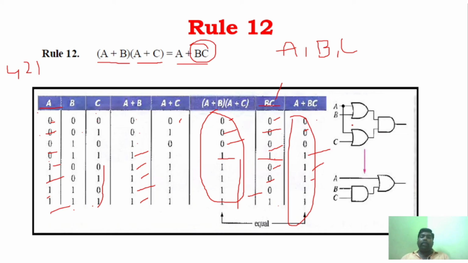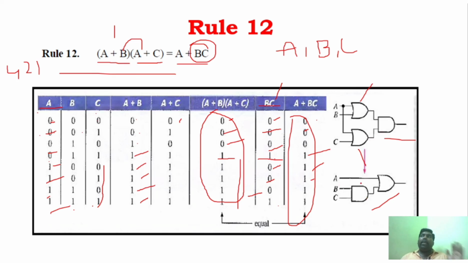And you can also implement this using gates. We know that A plus B you have to express by an OR gate, this one. And similarly A plus C by another OR gate, and then you have to use an AND gate to multiply these three things, right? This is the left hand side expression. For the right side expression, you have to use one AND gate, B into C, and then an OR gate, which takes this output and A, right? This is rule number 12.